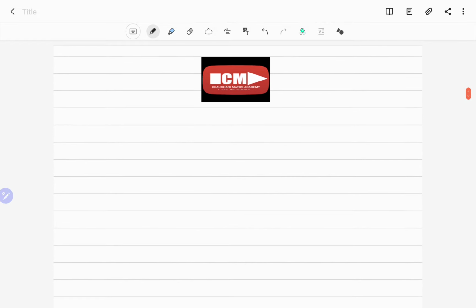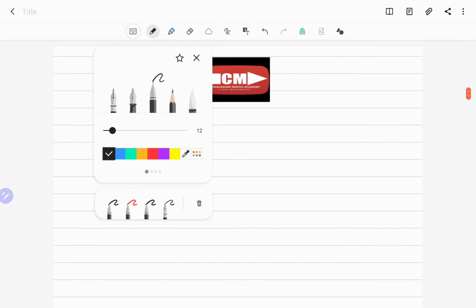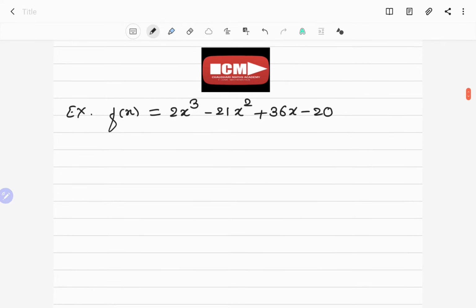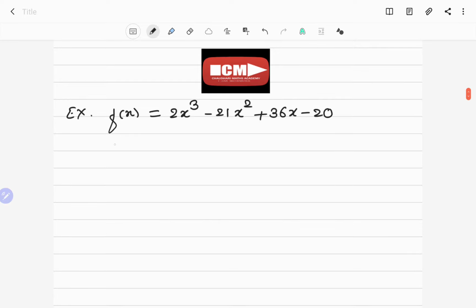So friends, let's try to understand this using one simple example. Here I'm starting with a given function, and we have to find its maximum and minimum value using the second derivative test. The given function is, let's say, 2x cube minus 21x square plus 36x minus 20. Theoretically it looks a little bit tricky, but if you start solving the example, you will observe that it is very, very easy.